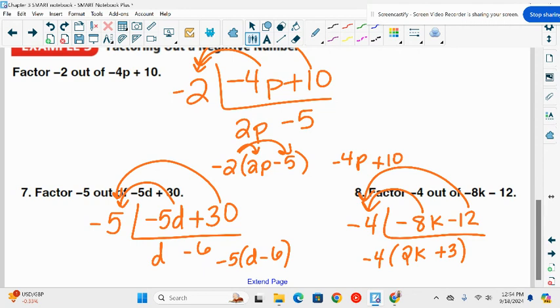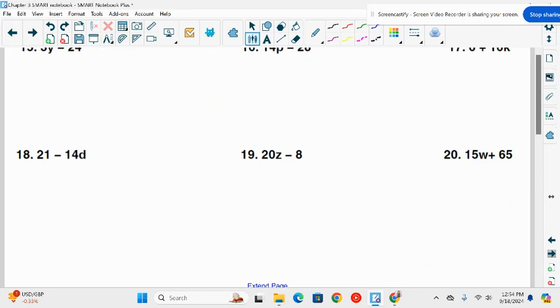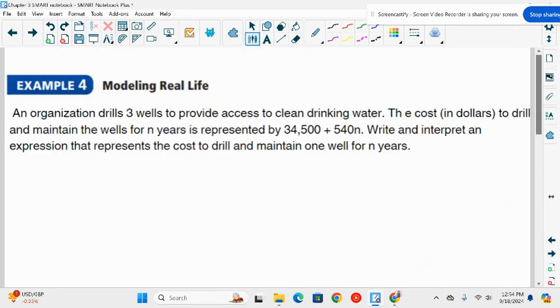Like I said, if you know how to do the slide or the cake, you can do this. Look at this word problem here. Ooh, word problems. You don't need word problems. You can do it, I promise. An organization drills 3 wells to provide access to clean drinking water. The cost in dollars to drill and maintain the wells for n years is represented by $34,500 plus $550 n.